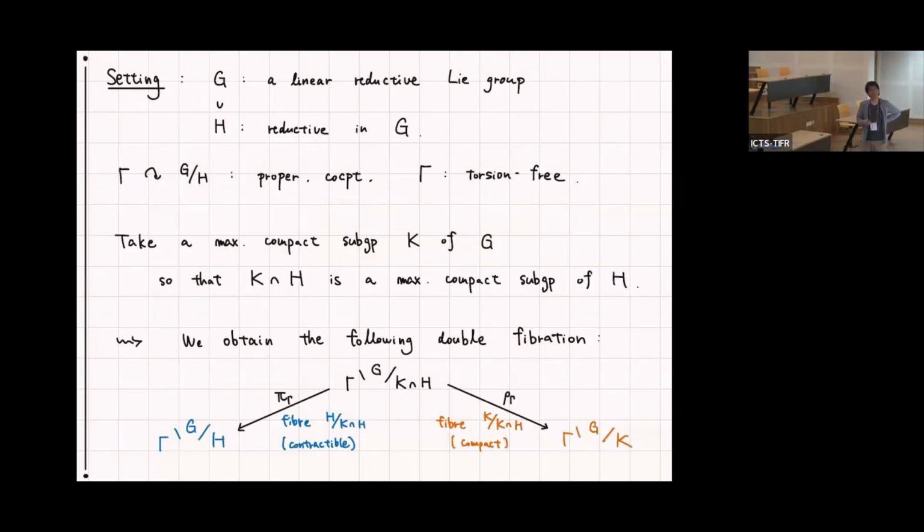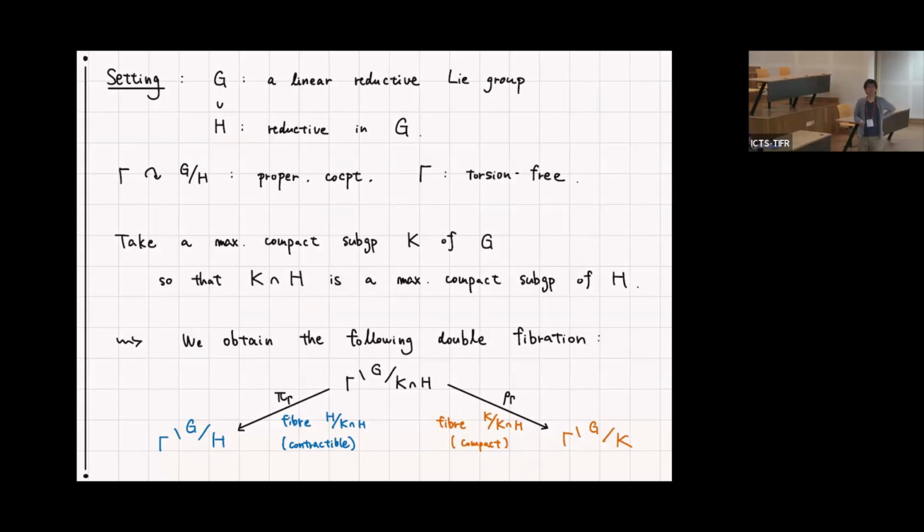So what is this conjecture? Let me explain the conjecture. Our setting is the following. G is a linear reductive group, and H is reductive in G. And suppose that you have a proper and cocompact action of Gamma, which is torsion-free, so that you have a compact Clifford-Klein form, a compact quotient G/H/Gamma. For simplicity, I assume the torsion-free condition. And then I take a maximal compact subgroup K of G, so that the intersection of K with H is again a maximal compact subgroup in H.